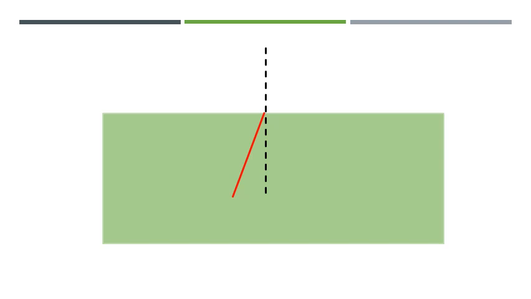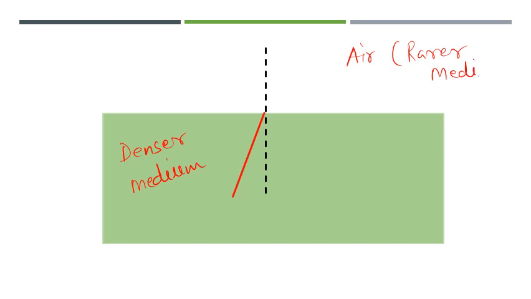So let's say this is a denser medium, and this is our rarer medium. Let's say it's air, so it's a rarer medium, and the denser medium you can take water or glass, right? So as we have already studied about the refraction, when a ray of light enters from denser medium to rarer medium, this is an incident ray, it bends away from the normal.